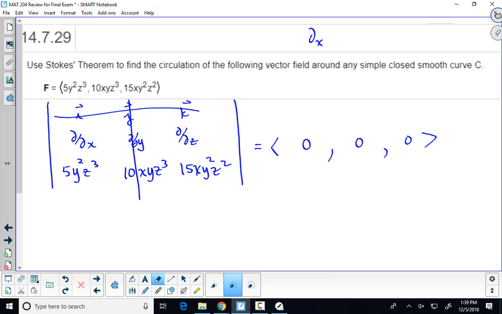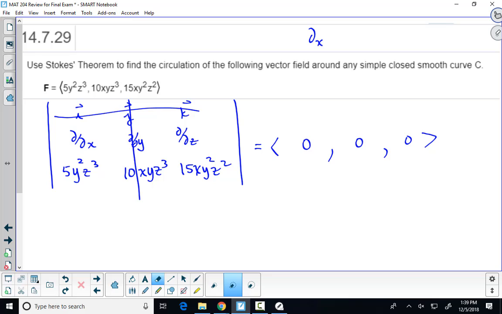And then the last one, partial of this with respect to x, we're going to have 30x, with respect to x, 30yz cubed. Wouldn't it be 10yz cubed? Yeah. Sorry, 10yz cubed minus 10yz cubed. So we get our favorite number. That is why this problem is on.